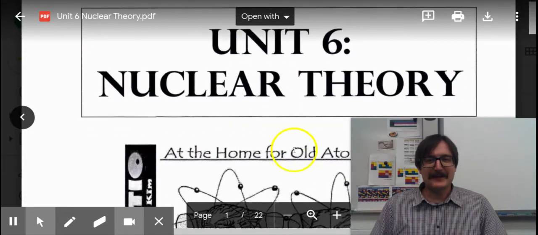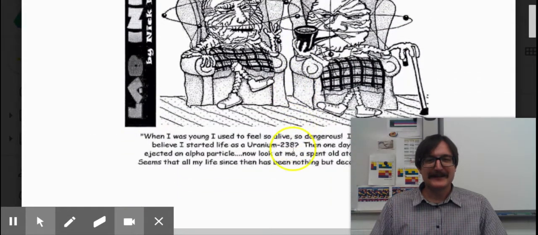Here's a little comic at the home for old atoms. There's a laugh and a half.